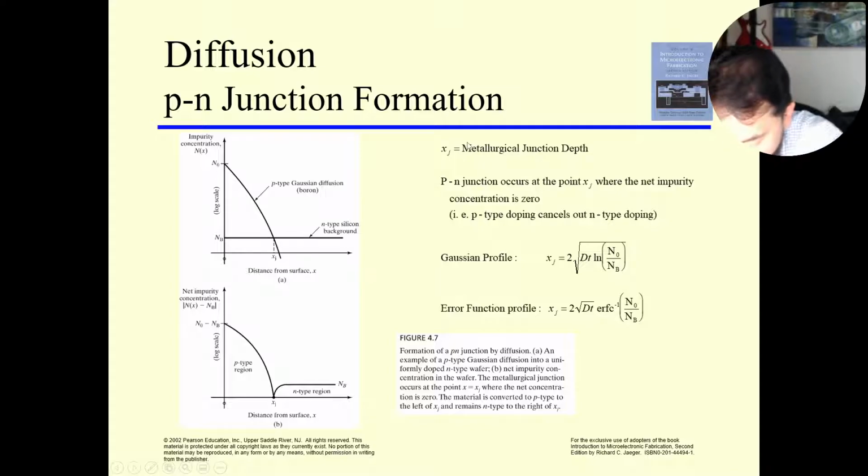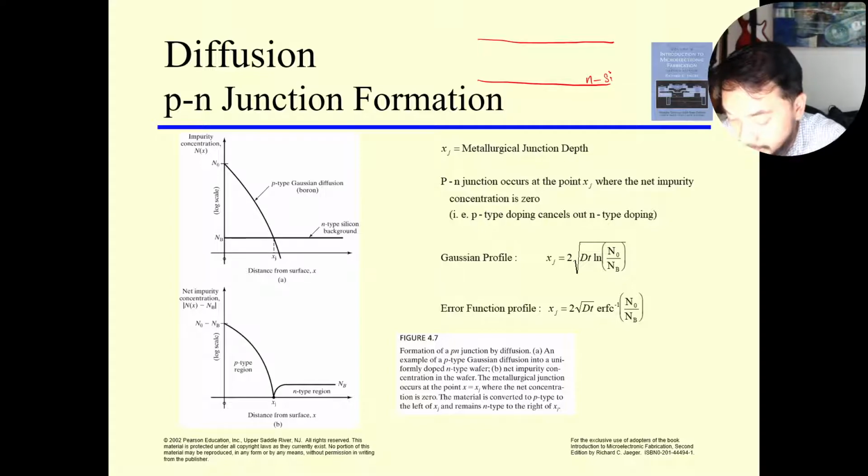Okay, now diffusion PN junction formation. Remember when I told you that when you do diffusion, you are doing it on a wafer which is already doped with something. So it can be N-type silicon or P-type silicon, and it has its uniformly doped background impurity concentration. So NB is the background concentration. That's how you get this straight line here. So when you diffuse another type, if this is N-type, you diffuse P-type material here so that it will create this junction here, which is this line.